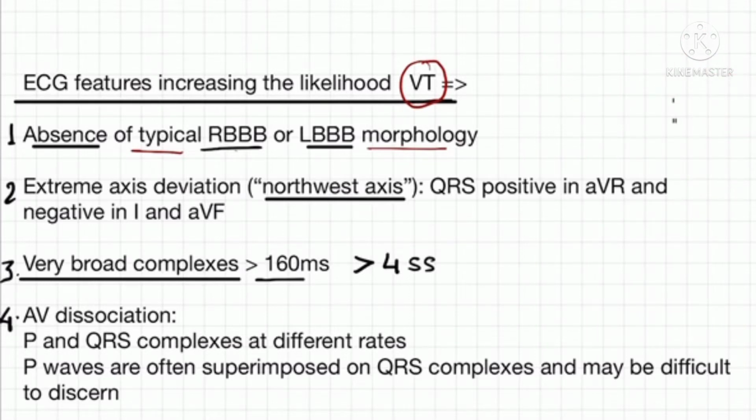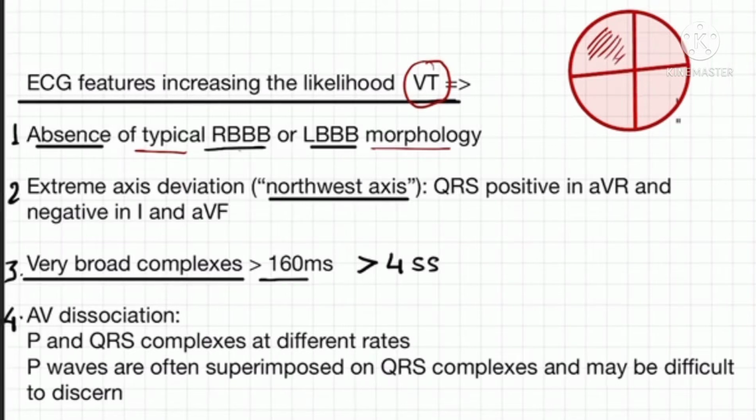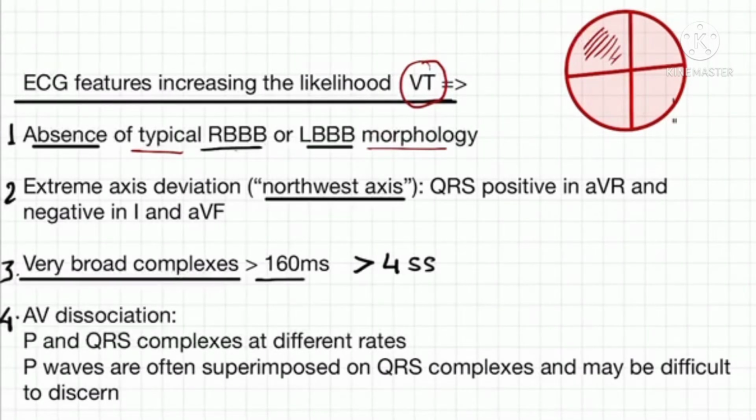First point. Second is extreme axis deviation, that is northwest axis. For the extreme axis, if we draw the diagram of the axis, this point suggests the extreme axis deviation or northwest axis.